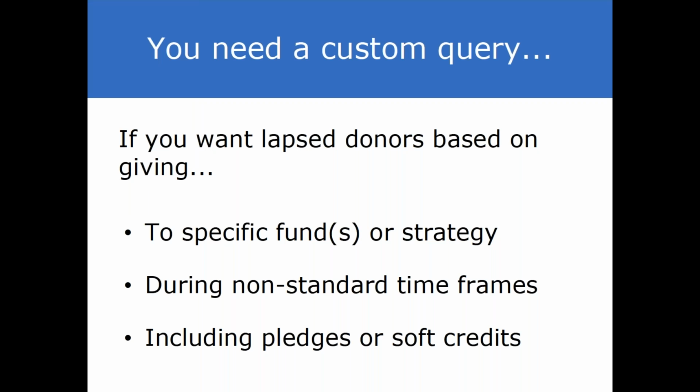Building your own queries will allow you to identify lapse donors based on their giving to, say, a specific fund or strategy instead of all of them, which is how the standard queries are built. It also allows you to report on giving during a non-standard time frame. Maybe you want to see lapse donors that gave at a certain time of year, but not this year. And it also allows you to query on lapse donors that have giving other than just received transactions. So if you want to include pledges or soft credits in how you define a lapse donor, you'll need a custom query.